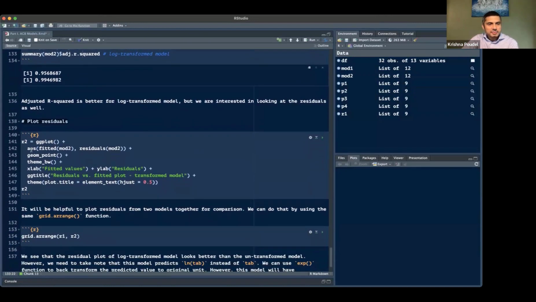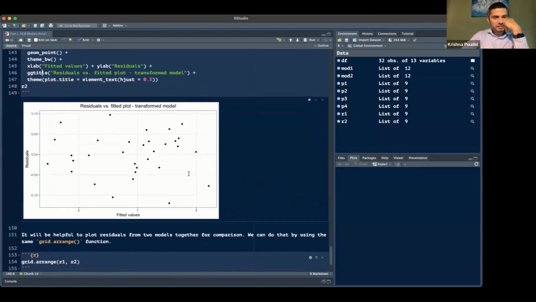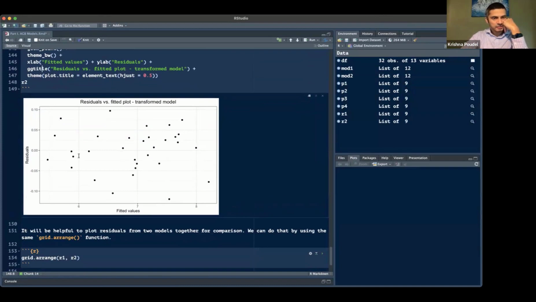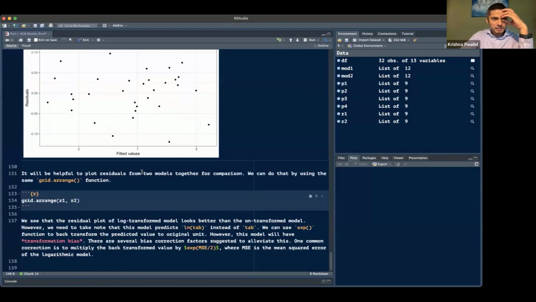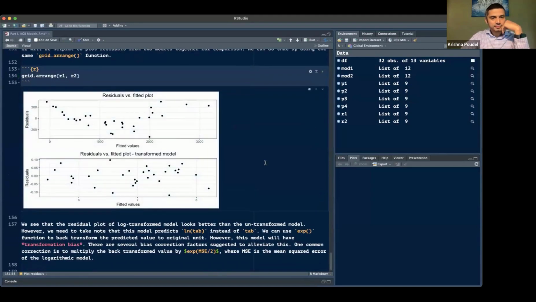So I will do the same thing as we did before. ggplot, fitted values on x-axis and residual on y-axis, point for dots, and then black and white theme, and title. And then if I look at this residual plot from the second model, we see it has better residual properties than model 1. It will be helpful if we plot those two plots side by side or up and down.